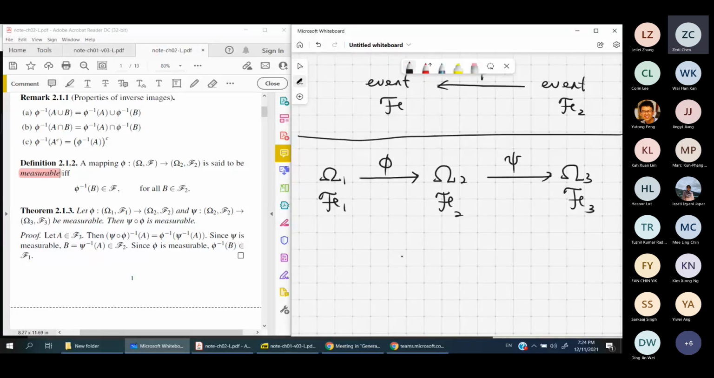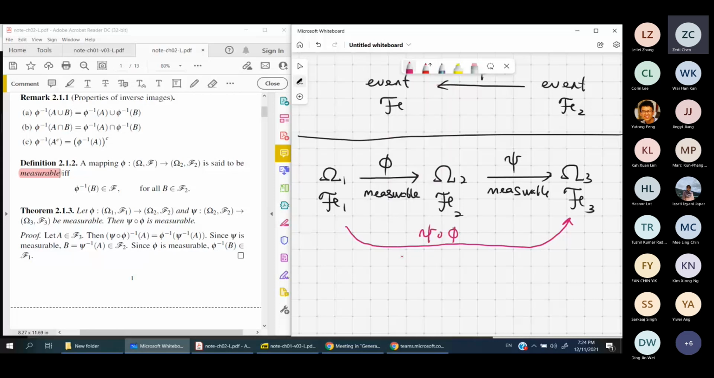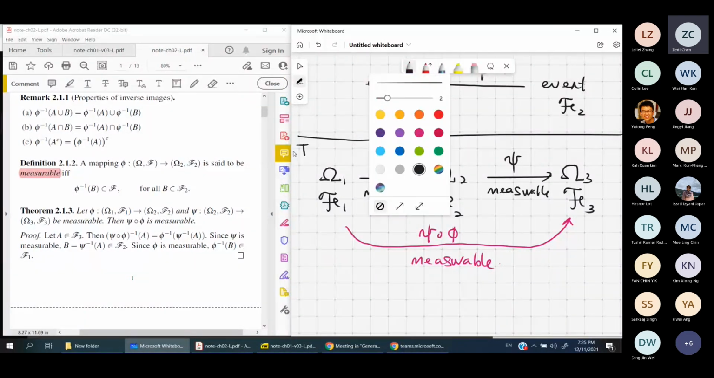Okay, so if phi is measurable and psi is also measurable, then the combination, from here to here, that is this one combined with this, is also measurable. So this is our theorem, the picture to describe our theorem 2.1.3.